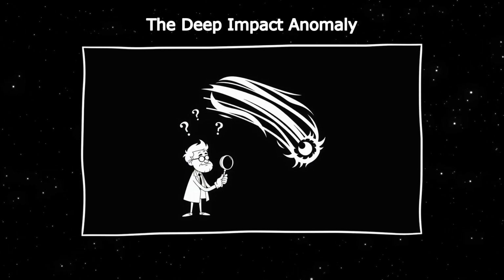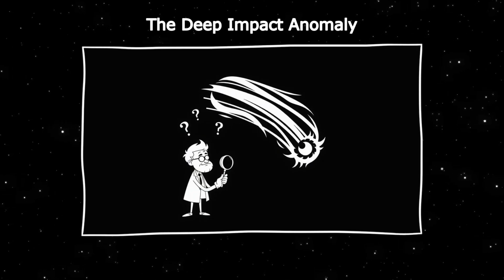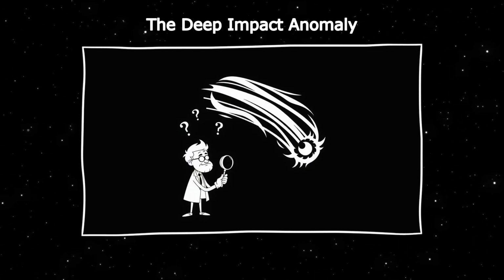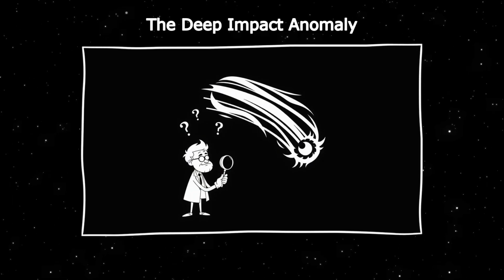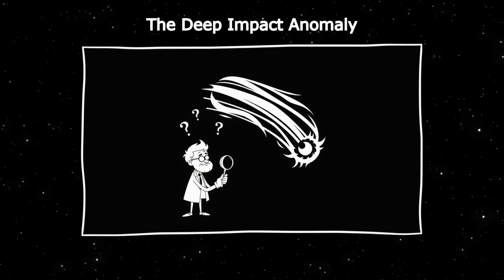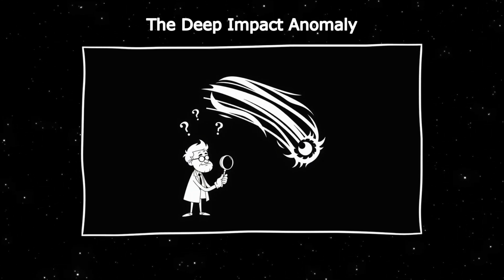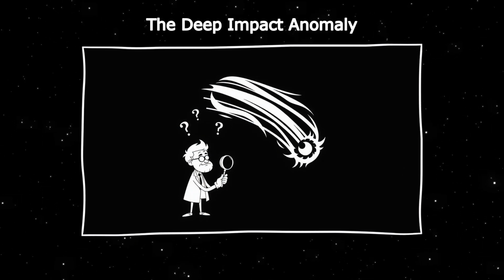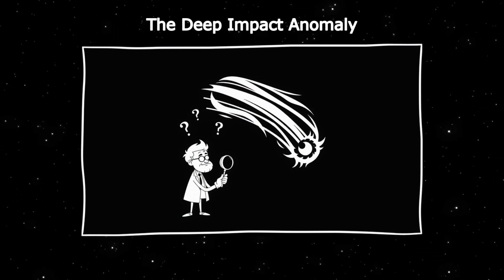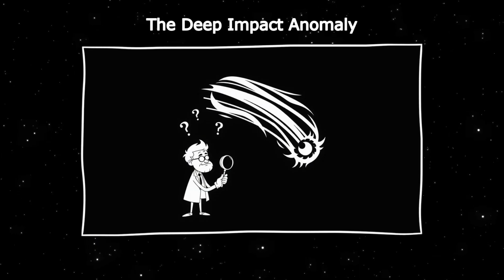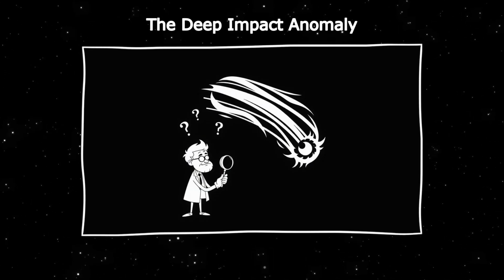Moreover, the debate did not stop with Deep Impact. Subsequent missions, such as the European Space Agency's Rosetta mission, further investigated comets and their compositions. The findings from Rosetta reaffirmed some of the anomalies raised by Deep Impact, while introducing new data that both supported and contradicted previous notions about cometary bodies.